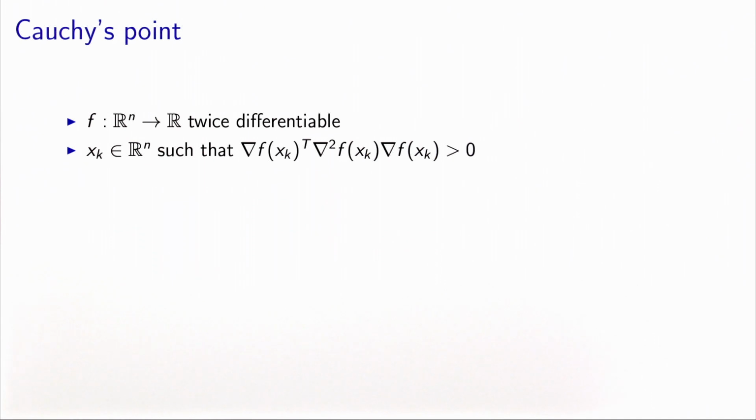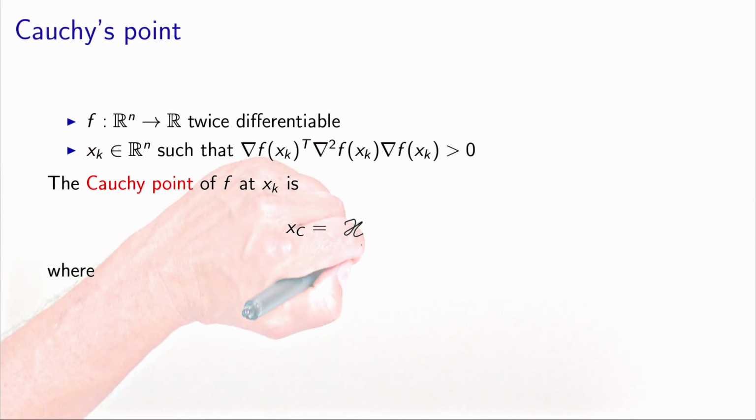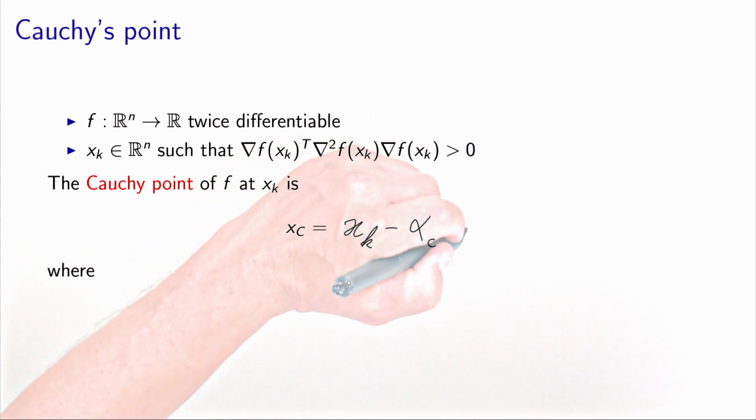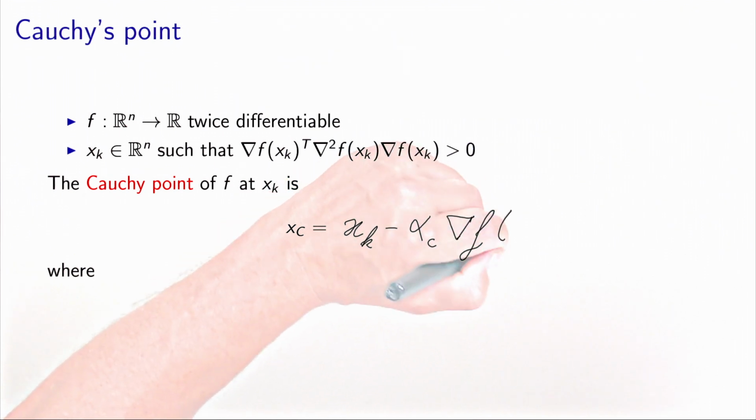Before we conclude the video, let's define another point that we will see useful later on. We call it the Cauchy point. So again, we consider f to be twice differentiable, and then we have a current iterate, and we also would like the function to be convex, but we just need it to be convex in the direction of the gradient. So in this case, the Cauchy point of the function at xk is given by moving away from xk in the direction of minus the gradient and doing a step called alpha c in this direction.